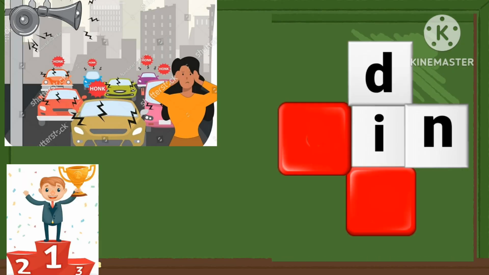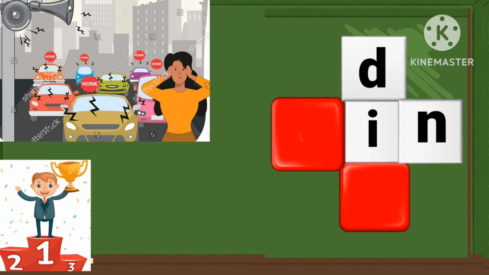There are two pictures. Similarly, there are two words. One word is across the grid, that is from left to right, and another word is down the grid, that is from top to bottom. You have to fill in the missing letters in the red boxes to complete both the words.